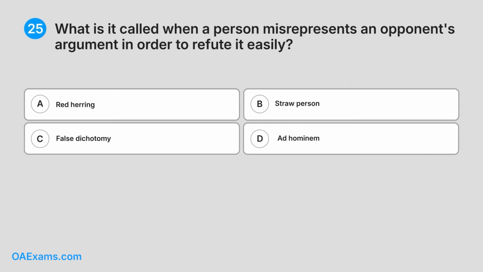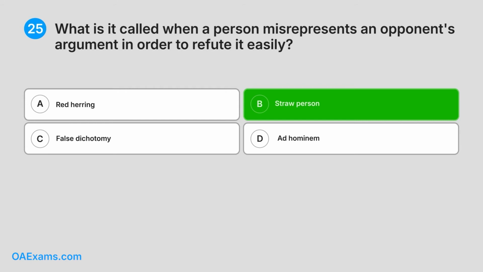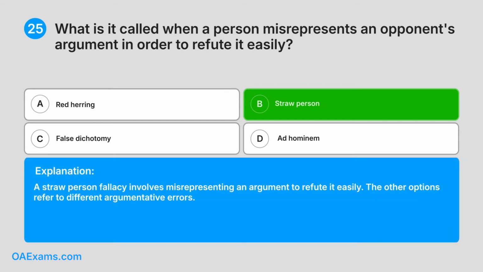Correct answer. B. Straw person. Explanation. A straw person fallacy involves misrepresenting an argument to refute it easily. The other options refer to different argumentative errors.